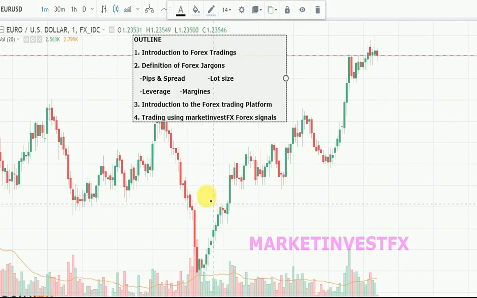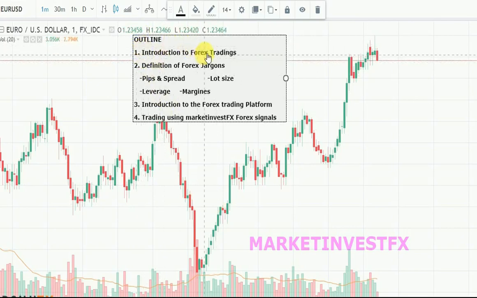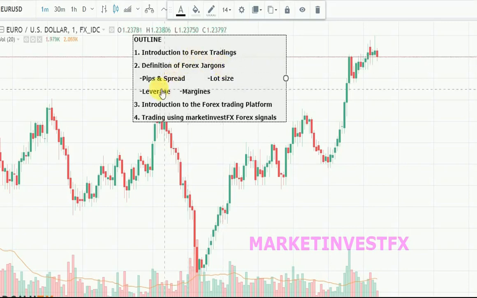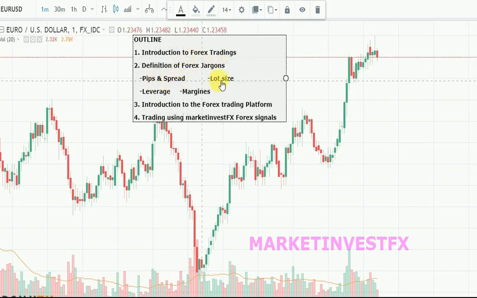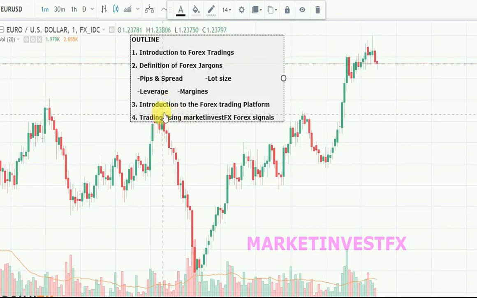So this is the outline of our tutorial. First of all, we'll be talking about the introduction to Forex trading, and then definitions of some Forex jargon like pips and spreads, lot size, leverage, margins. Then I will introduce you to the trading platform, and then I will show you how to trade Forex using the MarketinvestFX signal. So let's get started.